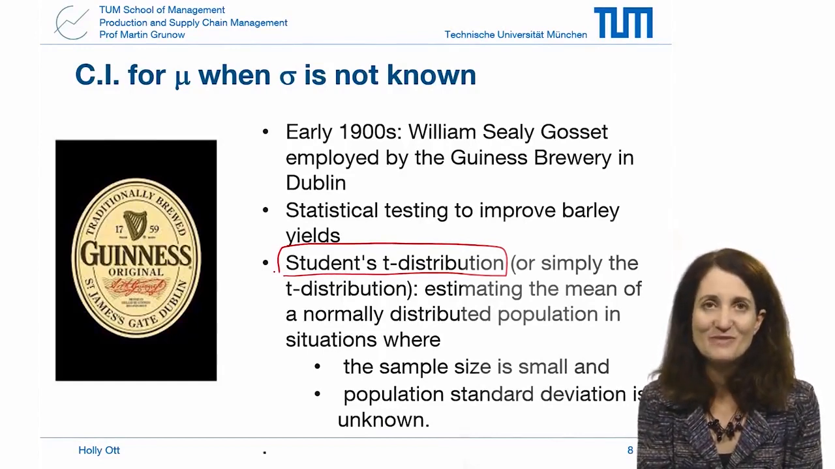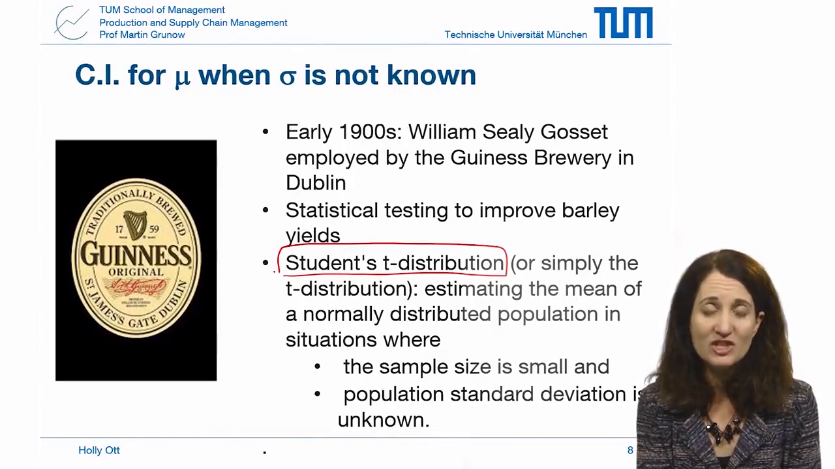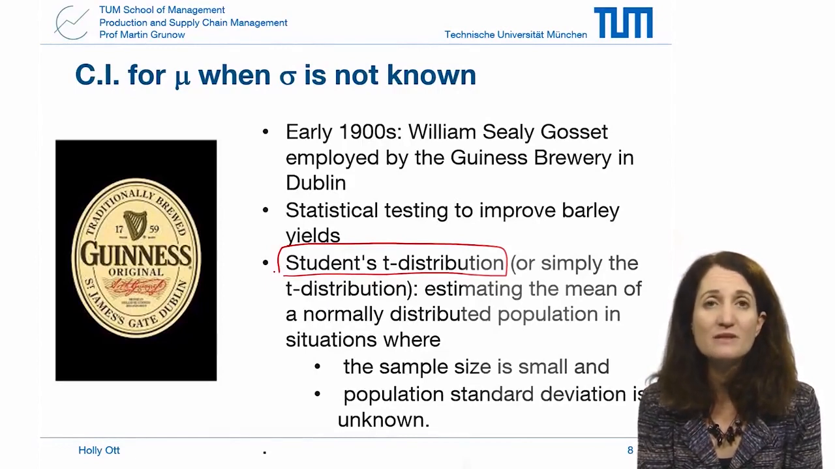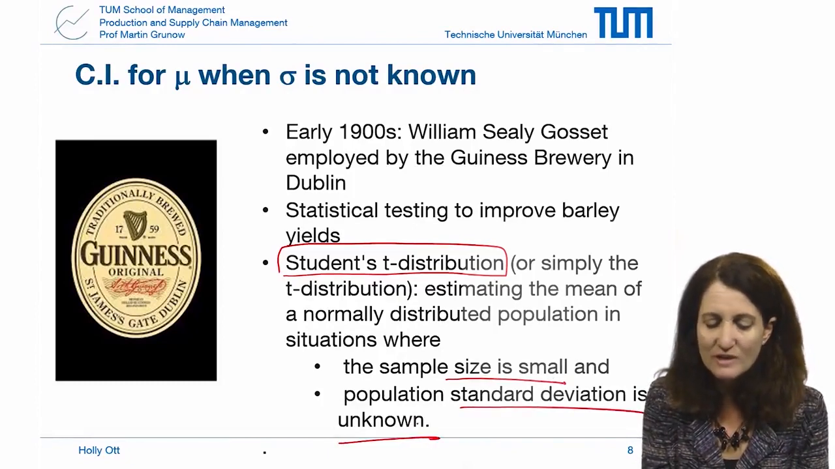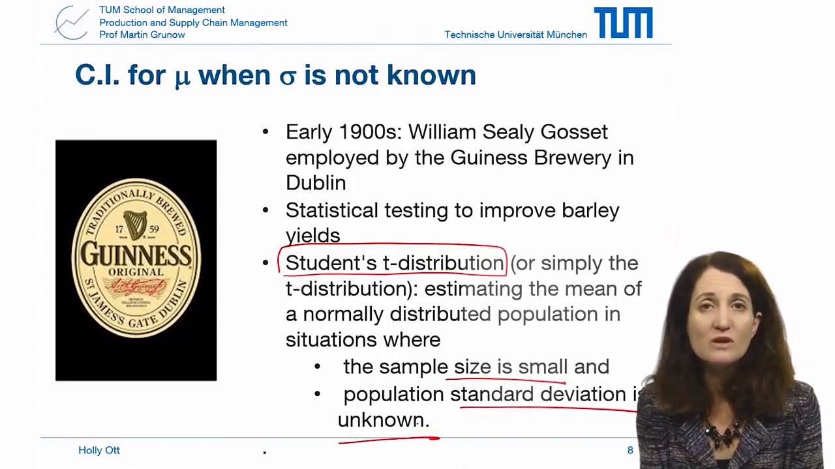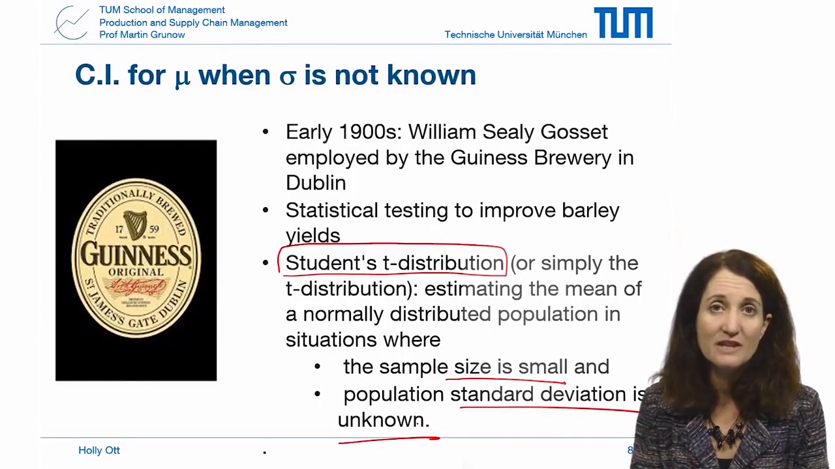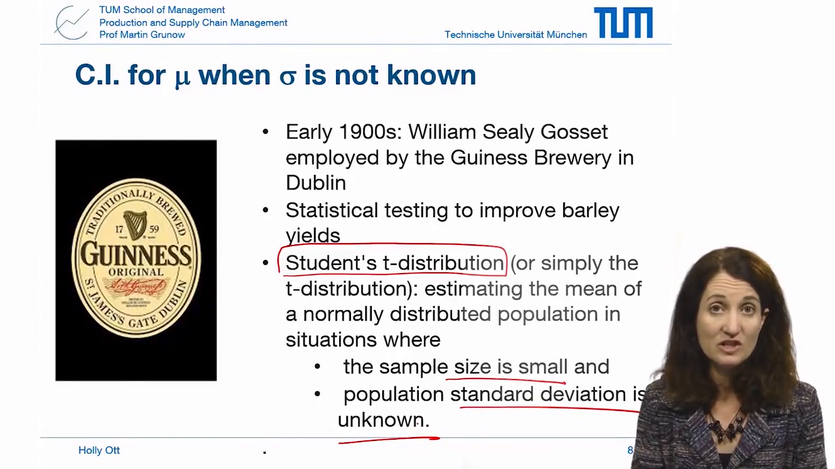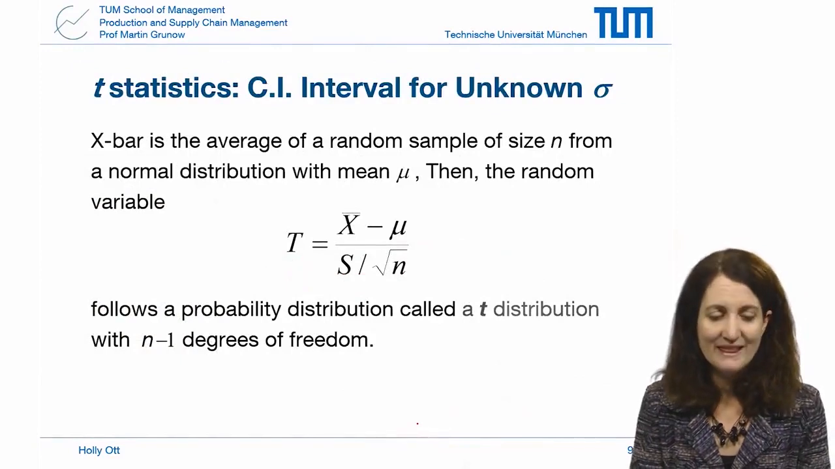And this t distribution, then, is a family of continuous probability distributions which are used for estimating the mean of a normally distributed population in situations where the sample size is small and the standard deviation is unknown. And this, of course, is much more common, since the standard deviation is often not known, especially if things are changing. And it looks like this.